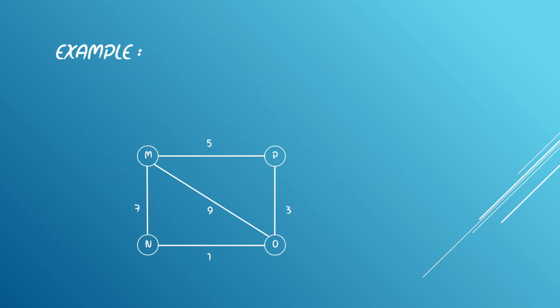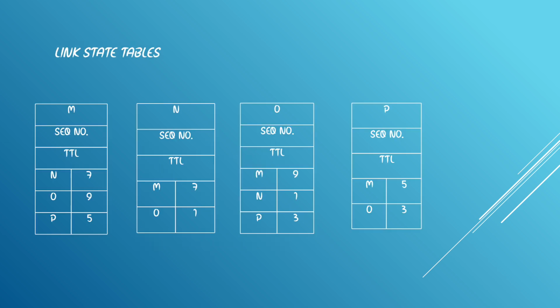Example: there are 4 routers and they are connected with each other. First, how to write the link state tables for M, N, O, P. For M, it is connected to N, O, P and the distances are 7, 9 and 5. N is connected with M and O, the distances of 7 and 1. And for O, it is connected with M, N and P, distances are 9, 1 and 3. And as for P, it is connected with M and O, distances are 5 and 3.